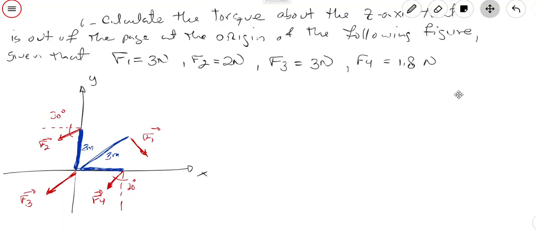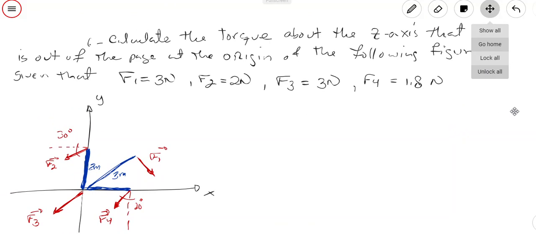The last problem I want to show you is a problem about torque. They say to calculate the torque about the z-axis, that is out of the page at the origin of the following figure. Given that the force 1 is 3 newtons, the force 2 is 2 newtons, the force 3 is 3 newtons, and the force 4 is 1.8 newtons.